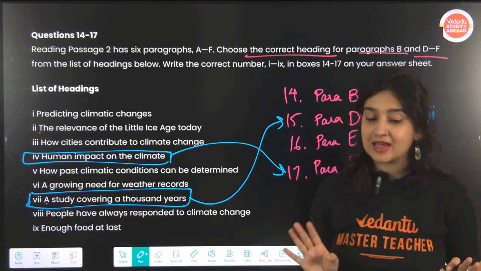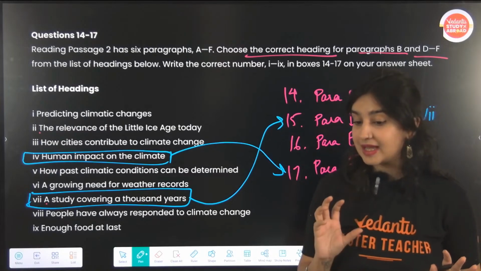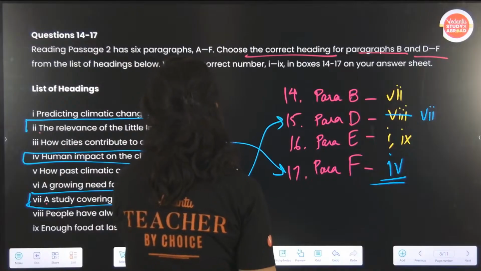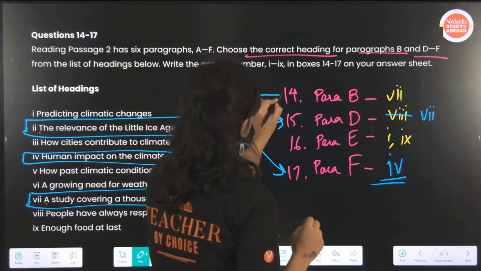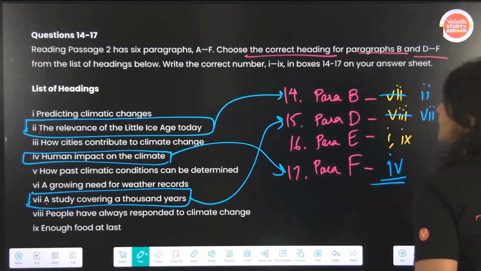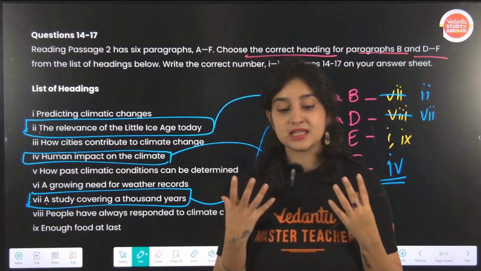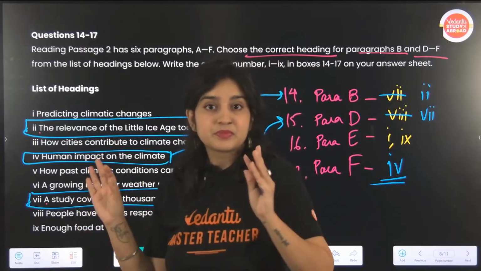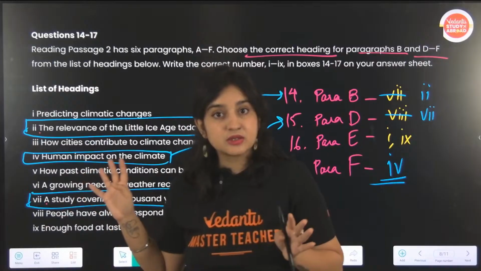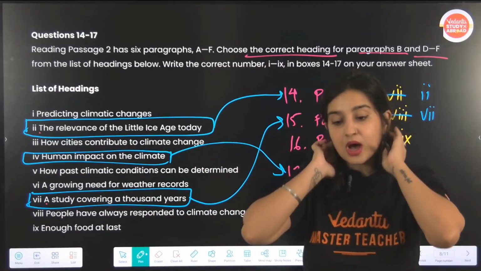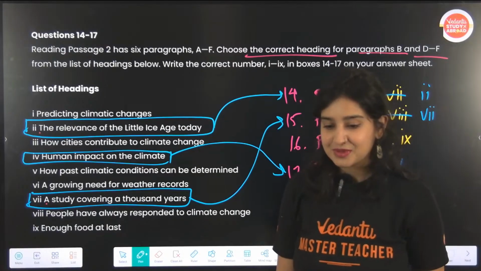Now coming back to para B, I've already highlighted 2 things for you over there. Based on those 2 things, the answer should be the relevance of the little ice age today. Why? Because it clearly mentions that understanding the little ice age is necessary to understand why there is unprecedented global warming in the modern age. Absolutely, Aditya, you are 100% correct.